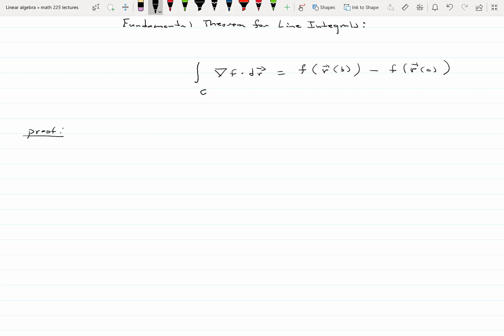Okay, so I want to show that the integral of the gradient of f dot dr only depends on the endpoints. So let's start with the left hand side. The integral of the gradient of f dot with dr. Remember in our last video segment, how do we evaluate a line integral? Well, we parameterize the curve and we stuff the parameterization of the curve into the integral and turn it into an ordinary Riemann integral from Calc 1.